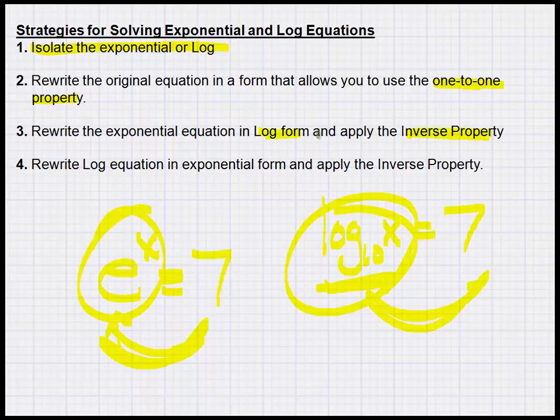you can use the inverse property by writing it in log form. Or if you have a log equation, you can exponentiate both sides, and you can write the inverse property for that. So essentially these are the same thing. Use the inverse property after you try and see if the one-to-one property works. But this is a key to solving these equations. Isolate your function first.